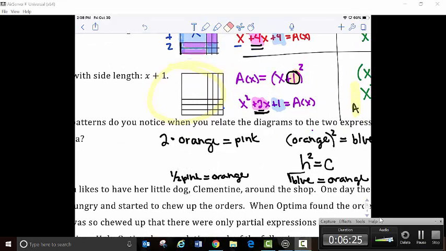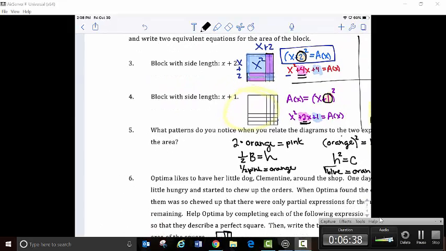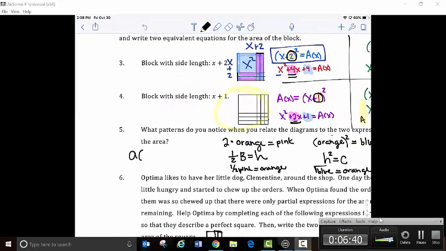So I'm going to rewrite it this way. 1/2 of the pink, so 1/2 of B equals the orange. And we call that H, because we've talked about it before, that if you're looking at transformations, it is A times X minus H squared plus K. This is our H value.